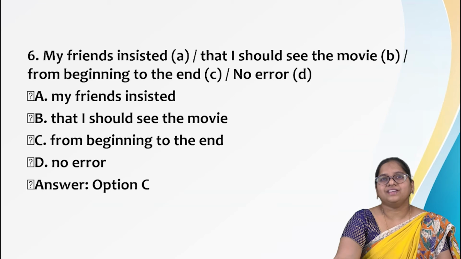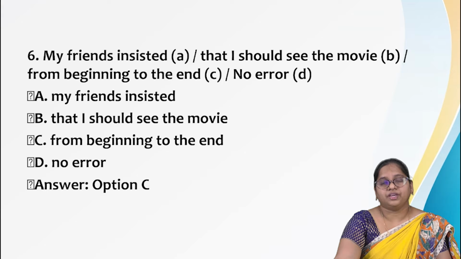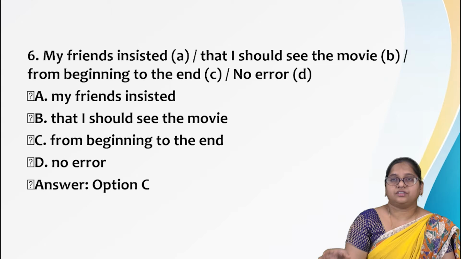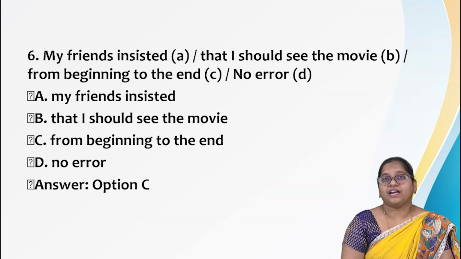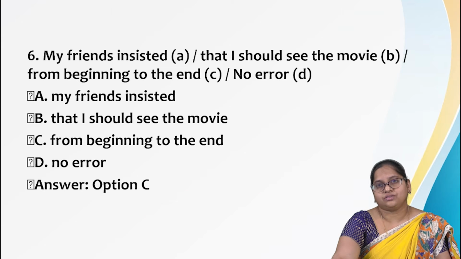Next, "My friends insisted that I should see the movie from beginning to the end." When you say my friends insisted, somebody insisted you to watch that movie, that I should see the movie from beginning to the end. Now you can see what's the wrong answer. What is the option that you have to select? Option C, of course, is the wrong answer.